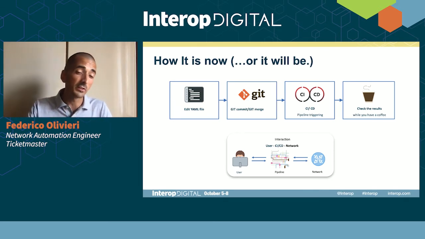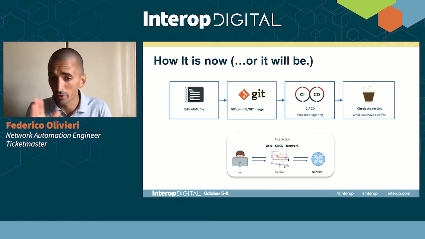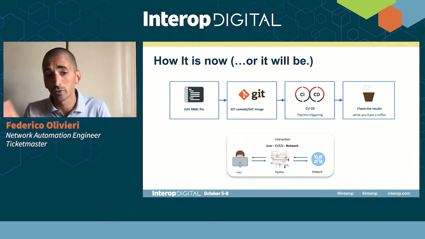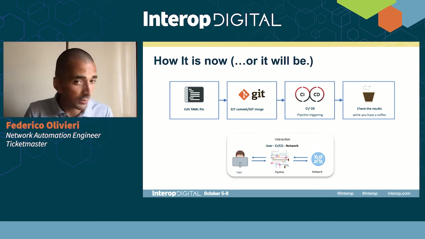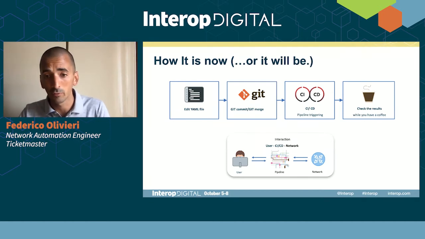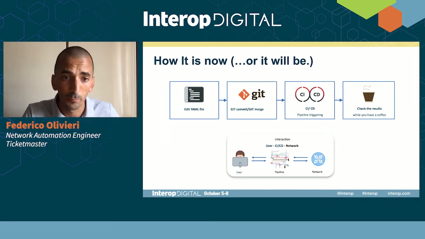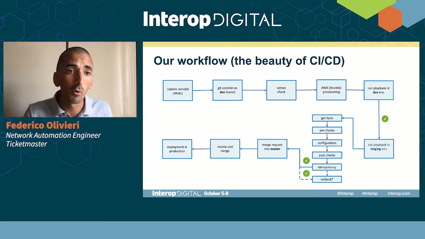As you can see here, the interaction in this system is not between the network engineer and the network, but between the user, so a user can even be a network engineer, and the pipeline. The pipeline is then interacting with the network equipment and feeding back the result to the user. This is our workflow.